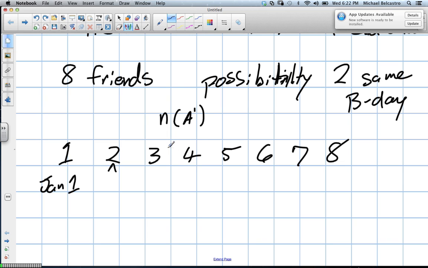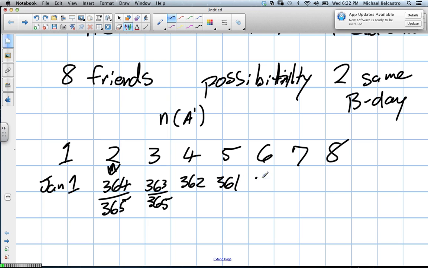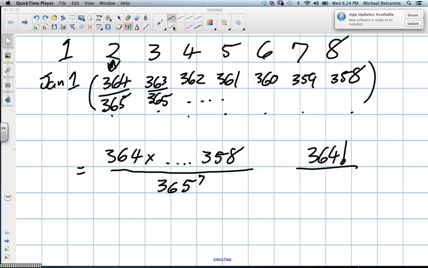In the end, whatever our probability is, we're going to subtract it from 1. Okay, so we're finding the not having the same birthday. So in order for friend 2 to not have the same birthday as friend 1, he has a choice of 364 out of 365 birthdays, right? Friend 3, well, in order for him to not have the same birthday as the first 2 guys, he has the option of 363 birthdays out of 365, right? Which goes 362, 361, 360, 359, and 358. So it just took me a second to think through this.